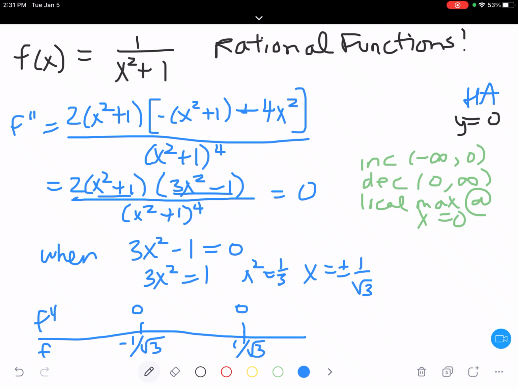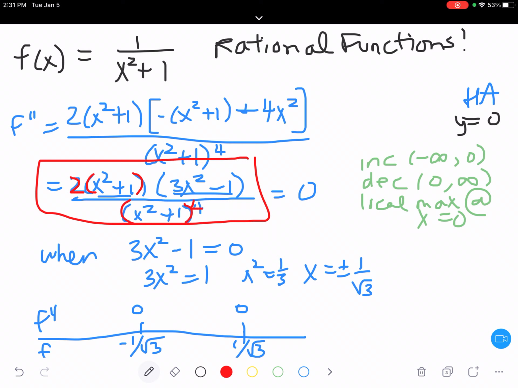Okay, if I plug in something less than negative 1 over radical 3, now I'm plugging into my second derivative, which is really this crazy function. If you look here, look at this 2, it has to be positive. Look at the stuff inside these parentheses, x squared plus 1, that has to be positive. Look at this piece, something to the 4th power, that has to be positive. So the only thing I'm looking at the signs on is the 3x squared minus 1.